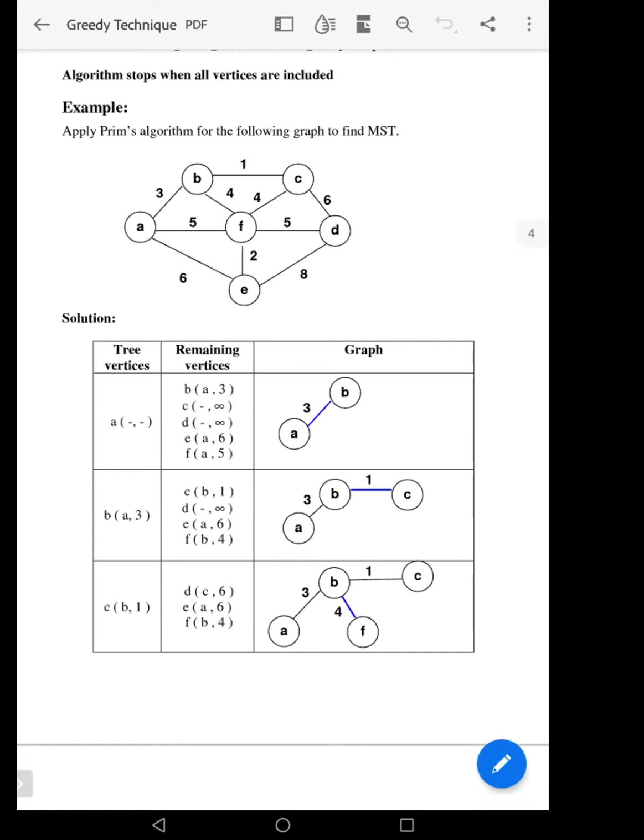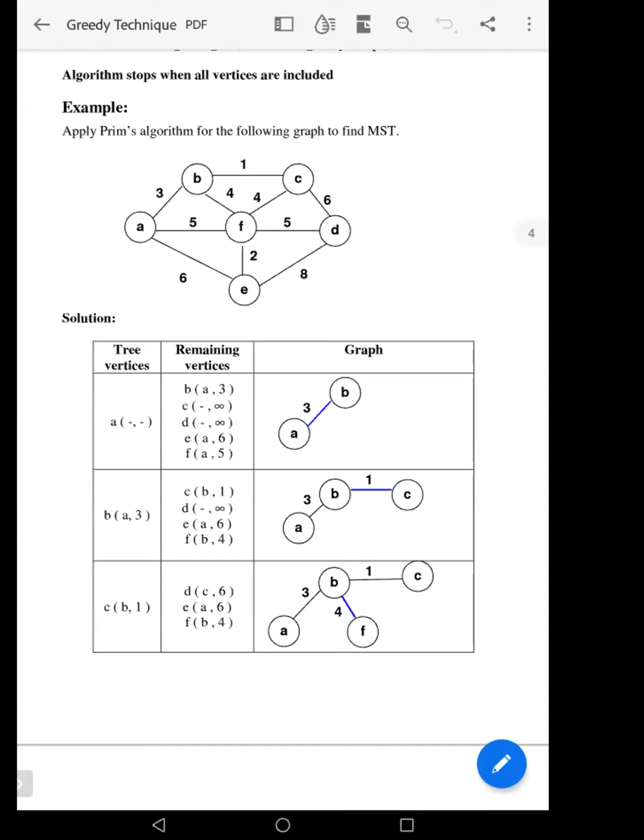If you see the column of remaining vertices B, C, D, E, F, B is adjacent to A, F is adjacent to A, and E too. So for B, A, the weight is 3, and C is not directly connected with A. So the first value here is blank, because it is not directly connected. That means the first is the vertex connected with that vertex.